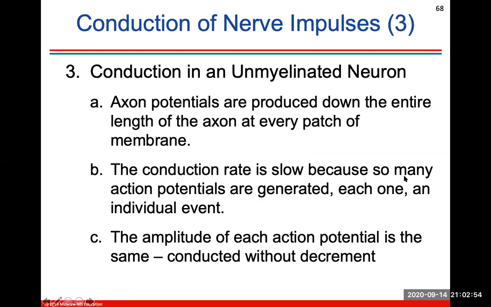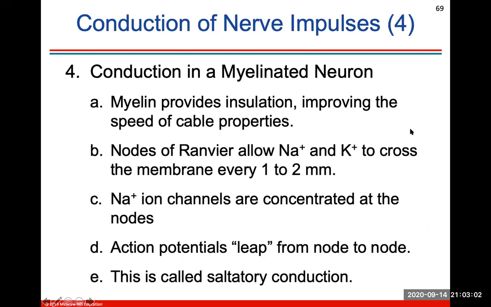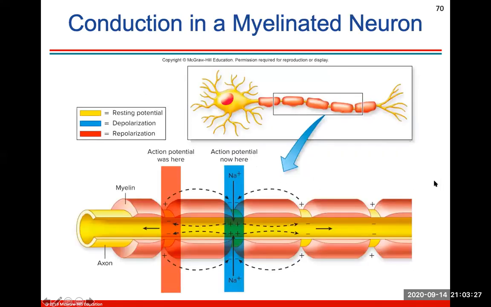Conduction in an unmyelinated neuron. The conduction rate is slower in an unmyelinated neuron. So myelination just helps to increase conduction rates, and that's due to the nodes of Ranvier. The action potentials will leap from node to node, and we call that saltatory conduction. And that's really because your sodium channels are concentrated at those nodes, and we know that we need sodium channels to open up to depolarize the axon to actually get an action potential to occur. So here's a look at conduction in a myelinated neuron due to saltatory conduction.